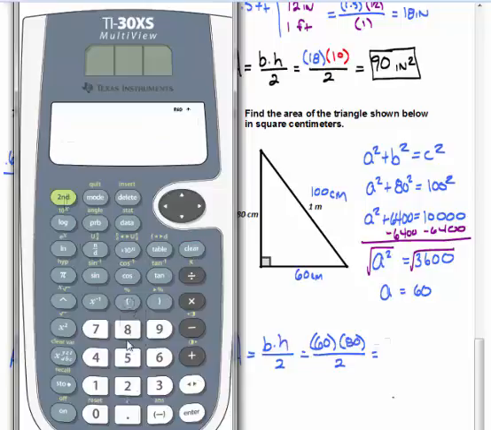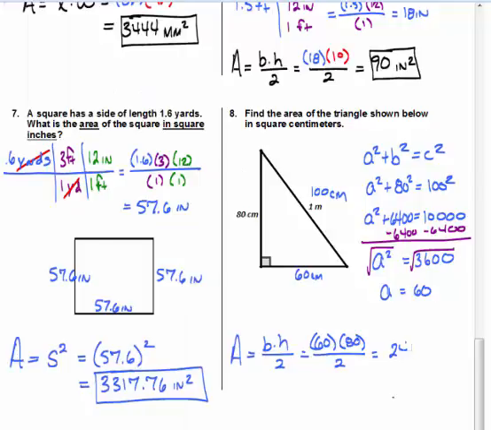We're going to do 60, actually I'm going to put that in a fraction bar. 60 times 80 divided by 2 is 2,400 square centimeters, since everything's in centimeters now.